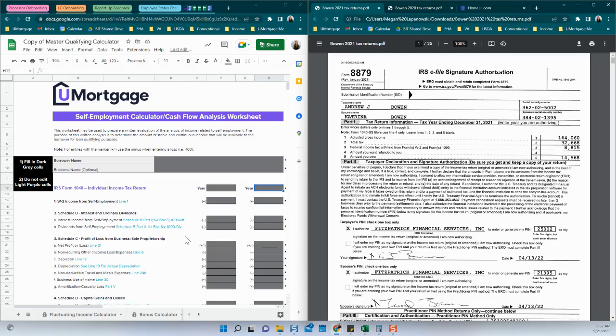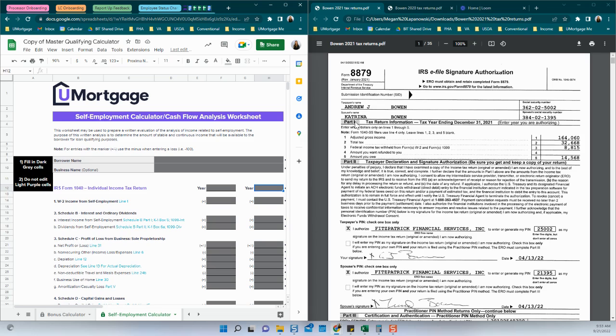Today we are going to walk through a calculation for self-employment utilizing our master qualifying calculator. At the bottom here you can see the sheets. I am on the self-employment calculator, the third sheet in. And let's go ahead and get started.